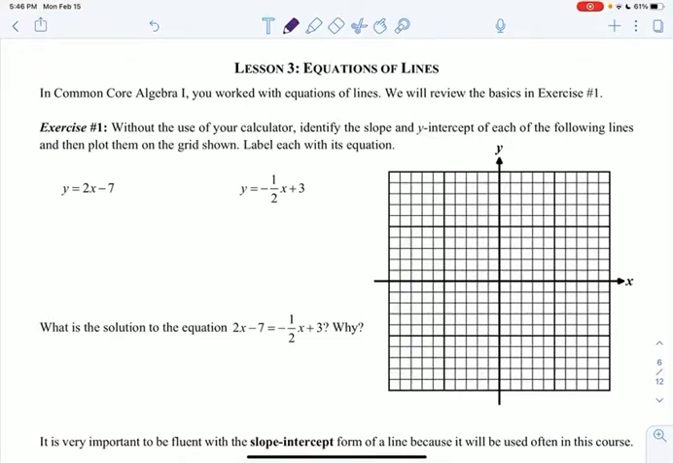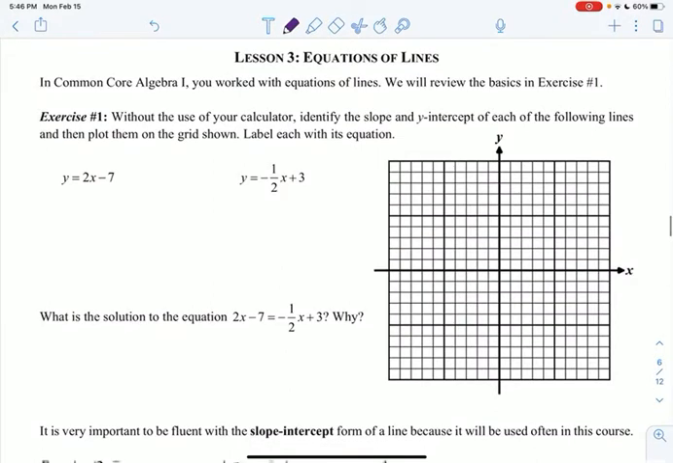Geo R. This is Unit 8, Lesson 3, and today we're going to talk about equations of lines. Back in Algebra 1, you also talked about equations of lines, so this is going to be a little review of that. Without using our calculator in exercise 1, we want to identify the slope and the y-intercept of each of the lines and then graph them.